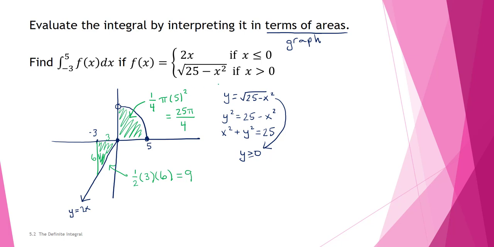Now, we interpret a definite integral as a net area. Okay. So the net area, any area that's below the x-axis, like the triangle, counts as a negative, and any area above the x-axis counts as positive. So the 9 counts as negative, so we have -9, and the 25 pi over 4 counts as positive. This is our answer.